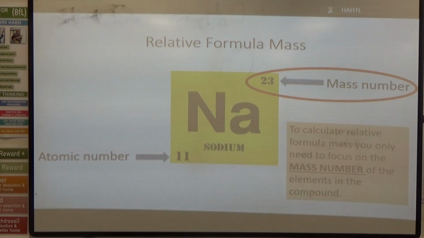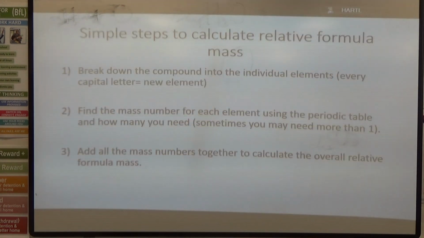The mass number, or the bigger number on your periodic table for each element. Now, it is really, really simple to do, and I've broken it down into 3 really simple steps. We're going to have a go at doing these in your book in a second. We'll go through them on the board as well.